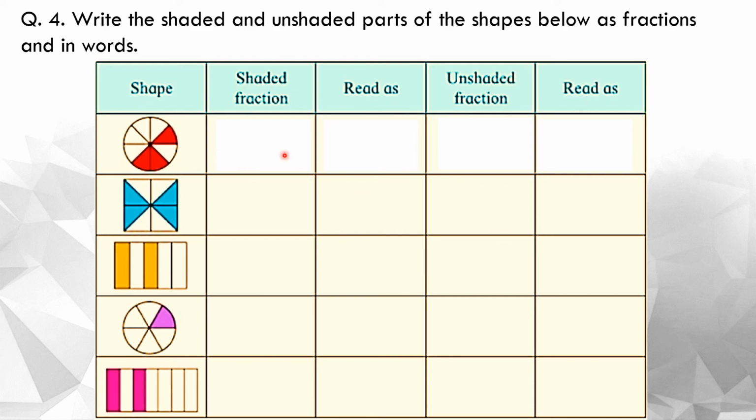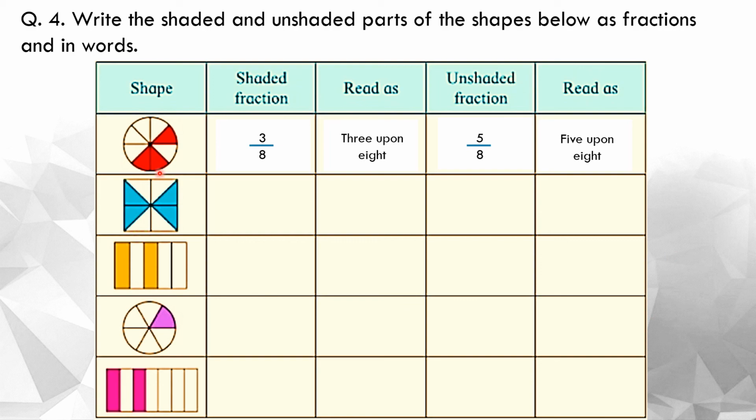So the fraction will be 3 upon 8, and in words it is written as 3 upon 8. Now we will count the unshaded parts. So 1, 2, 3, 4, 5. So the fraction of the unshaded part will be written as 5 upon 8. And in the same way we will write in words 5 upon 8.